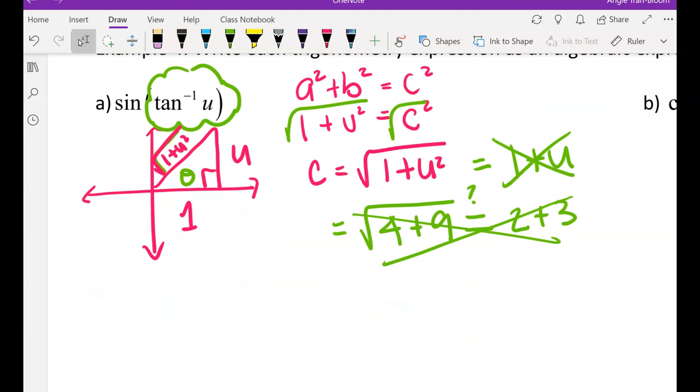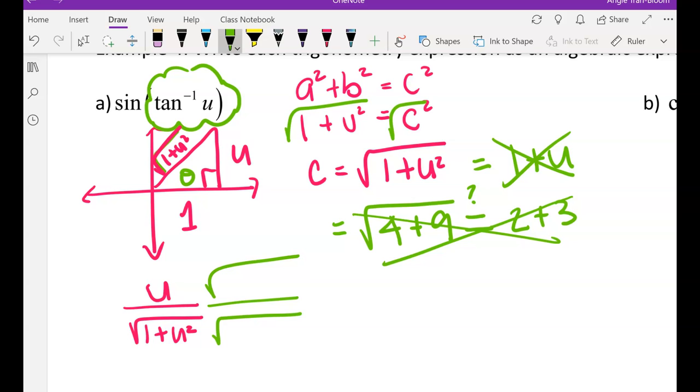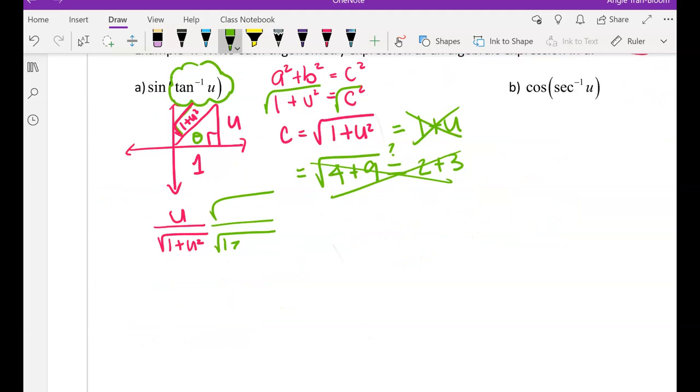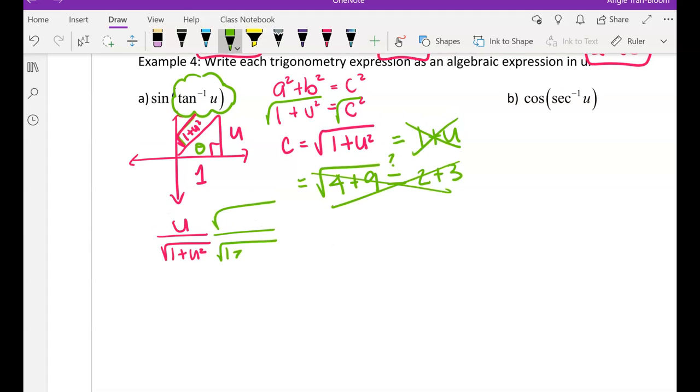So the final answer. Sine of tangent inverse of u is opposite, which is u, over rad 1 plus u squared. How do you rationalize this? That's right. My computer's thinking. It doesn't want to write what I want to write. It's totally frozen on me. There you go. 1 plus u squared, 1 plus u squared. So the final answer is going to be u times the quantity of 1 plus u squared, all over 1 plus u squared.